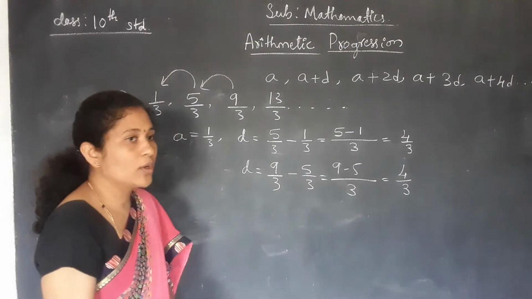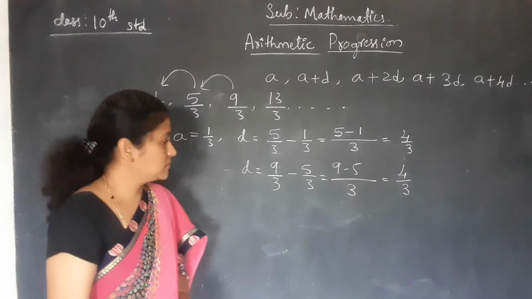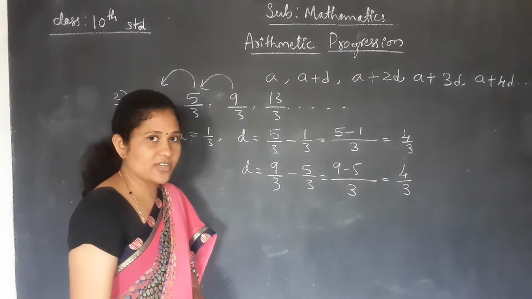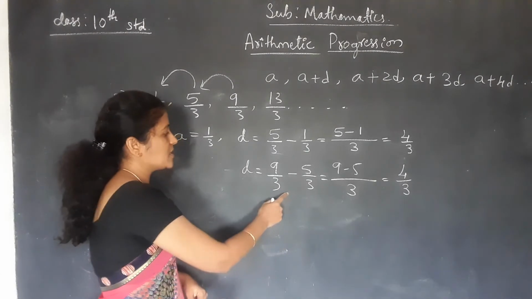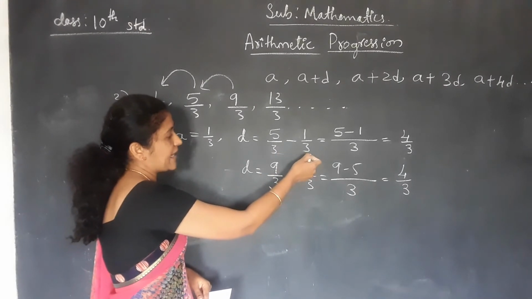This is how you have to find the common difference using this method: the second term minus the first term.